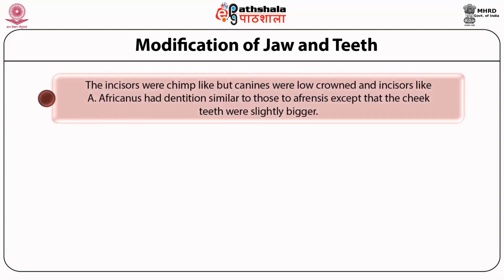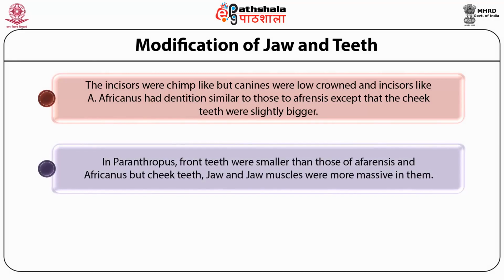The incisors were chimpanzee-like, but the canines were low-crowned. Australopithecus africanus had dentition similar to that of afarensis, except that the cheek teeth were slightly bigger. In Paranthropus, the front teeth were smaller than those of Australopithecus afarensis and Australopithecus africanus.